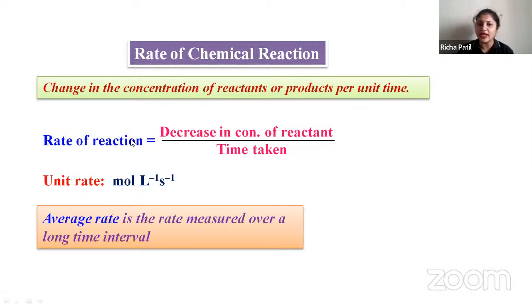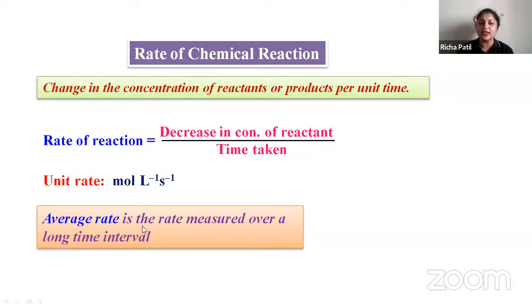So how is this rate of reaction given? It is given by decrease in concentration of reactant divided by time taken. So the rate of reaction is nothing but the decrease in concentration of reactant by time taken. What is the unit of rate? It is mole per liter per second.